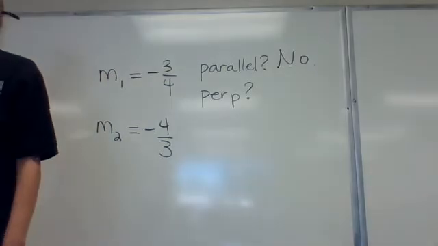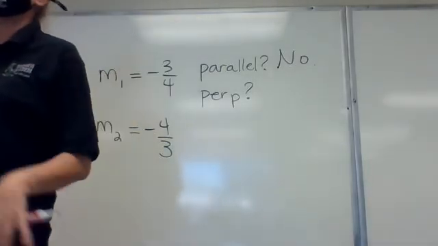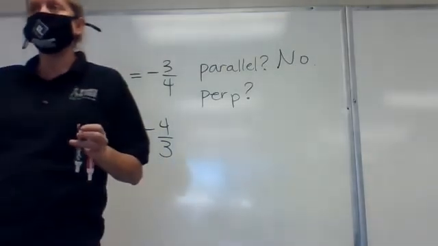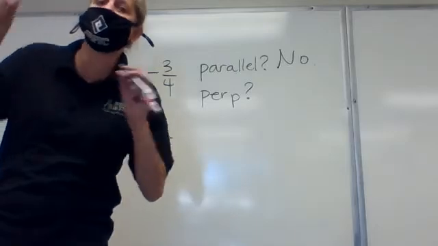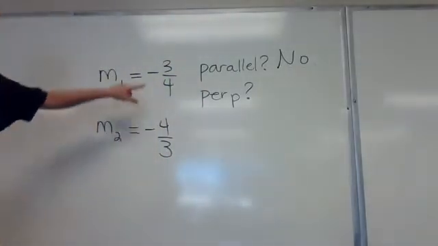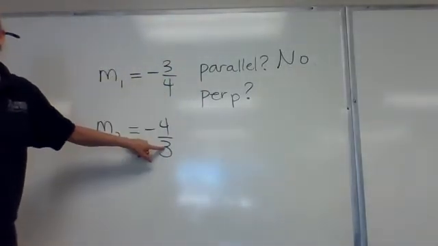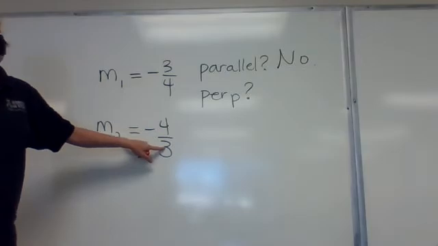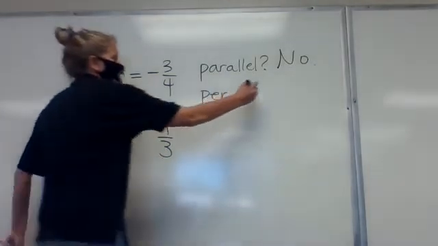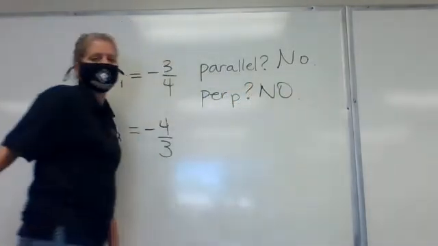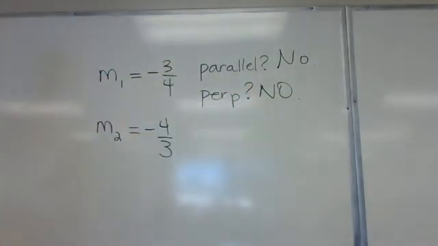They don't have different signs, which means I don't even have to worry about the flip, because perpendicular has to have both things, right? It has to have different signs and the flip. So this time, they are the flip of each other, so it has that part. They just don't have different signs. Right. So it's not perpendicular either, which makes it automatically neither. If you're not parallel and you're not perpendicular, you're neither.